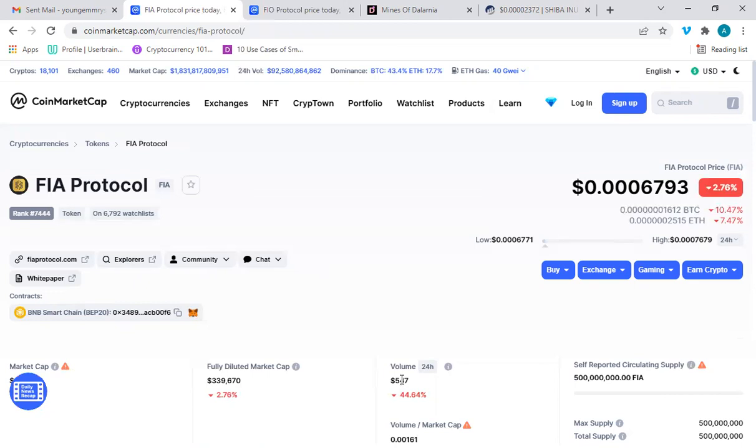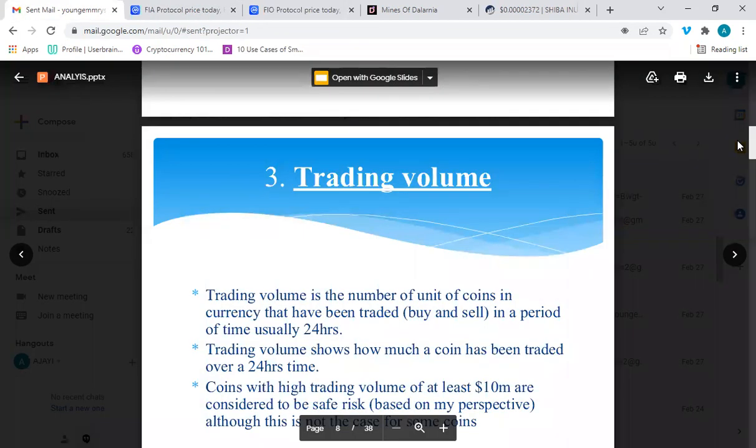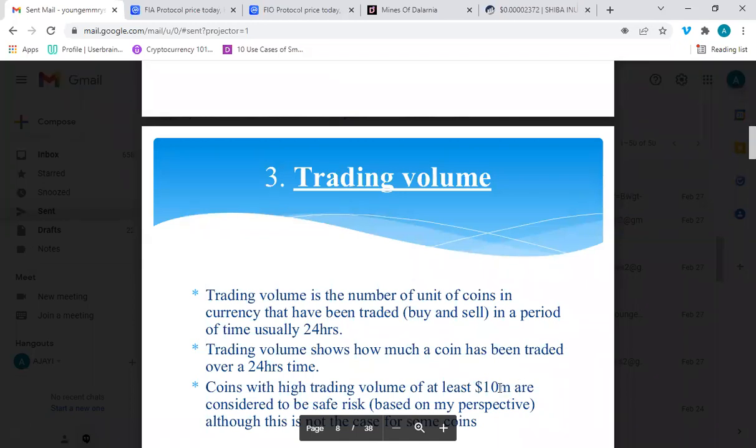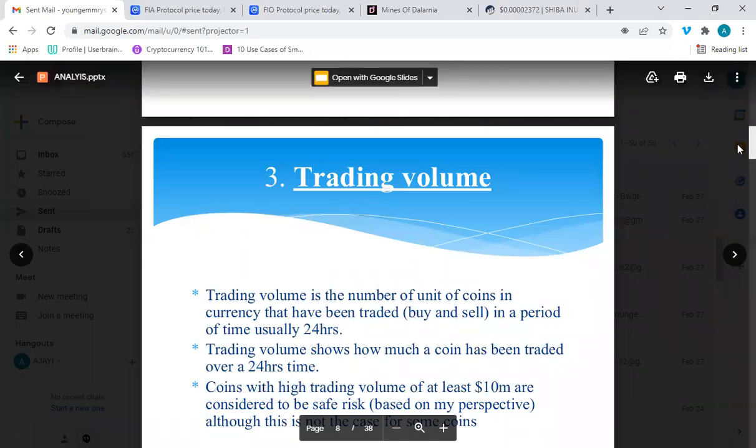How will a coin that has been sitting for a long time have only $547 trading volume? That's way too poor. I'm even wondering whether the team of this coin is actually trading their coins, because it's very, very poor, right? So that's another thing you check in the coin, unless the coin is new. If a coin is new, attaining $10 million trading volume is barely possible. That's why there are other factors you check, right?